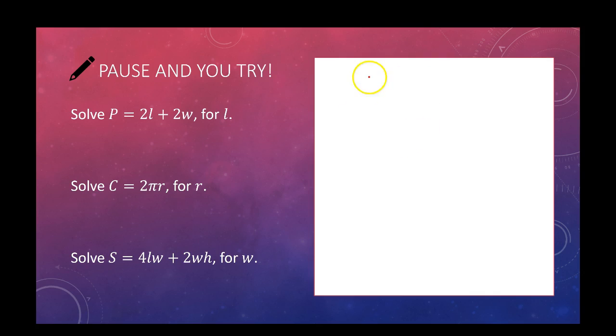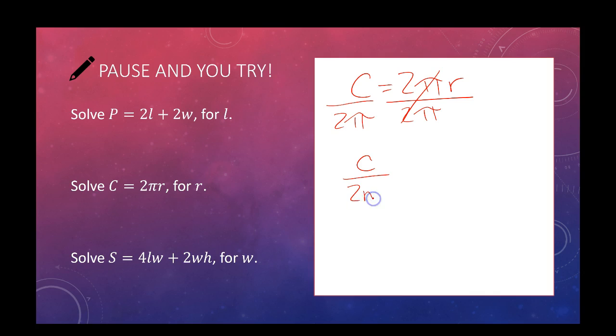All right, the next one, C equals 2 pi r. Okay, so again, because that 2 pi r is all multiplication, I'm going to divide by the 2 pi to get rid of it. Divide by the 2 pi over here. So that's going to give you C, or circumference, over 2 pi equals the radius.